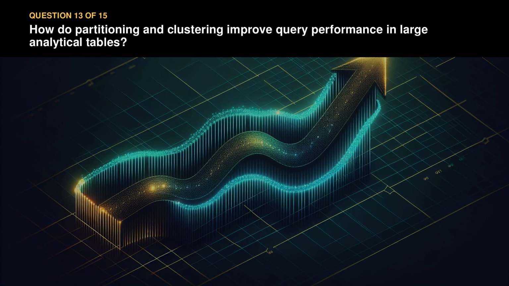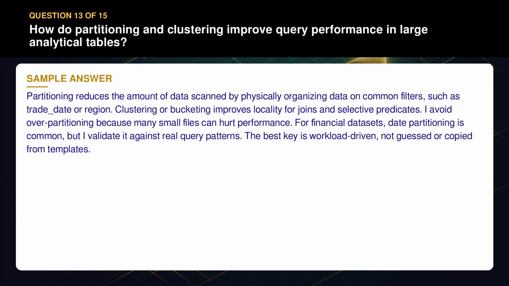Question 13. How do partitioning and clustering improve query performance in large analytical tables? Partitioning reduces the amount of data scanned by physically organizing data on common filters, such as trade date or region. Clustering or bucketing improves locality for joins and selective predicates. I avoid over-partitioning because many small files can hurt performance. For financial datasets, date partitioning is common, but I validate it against real query patterns. The best key is workload-driven, not guessed or copied from templates.